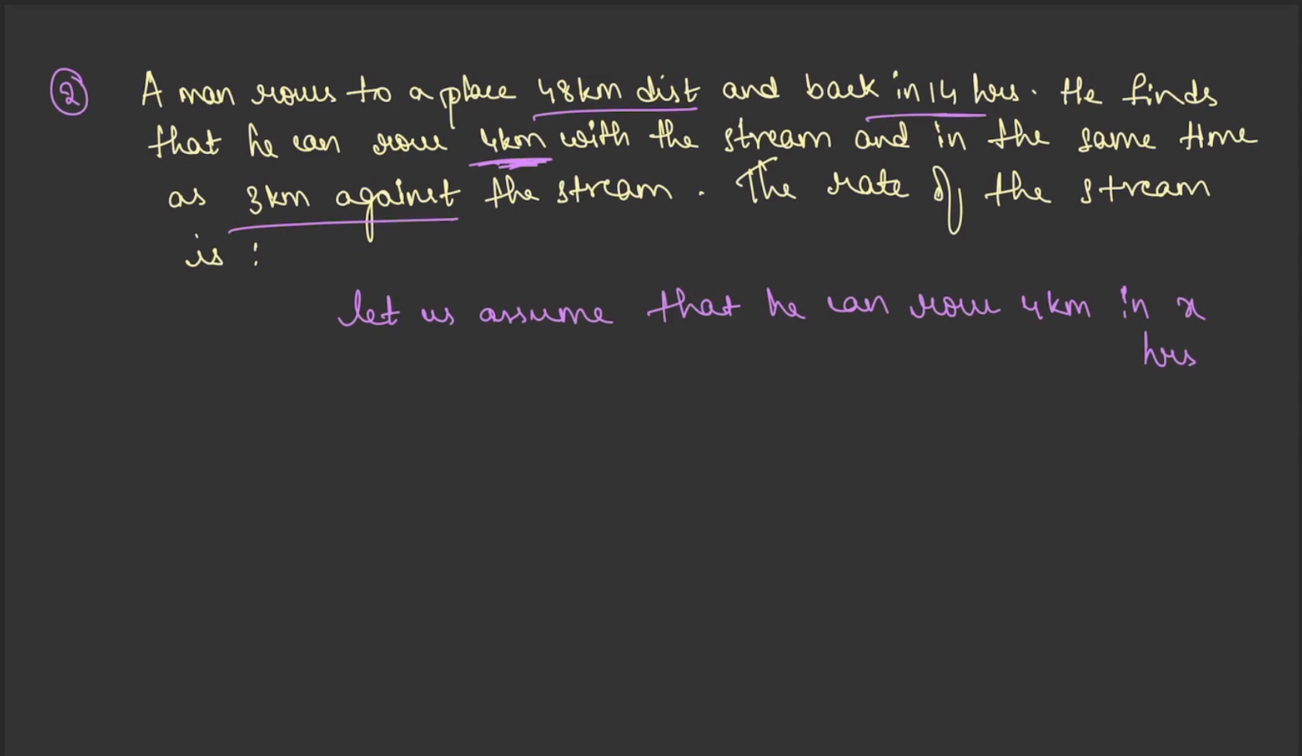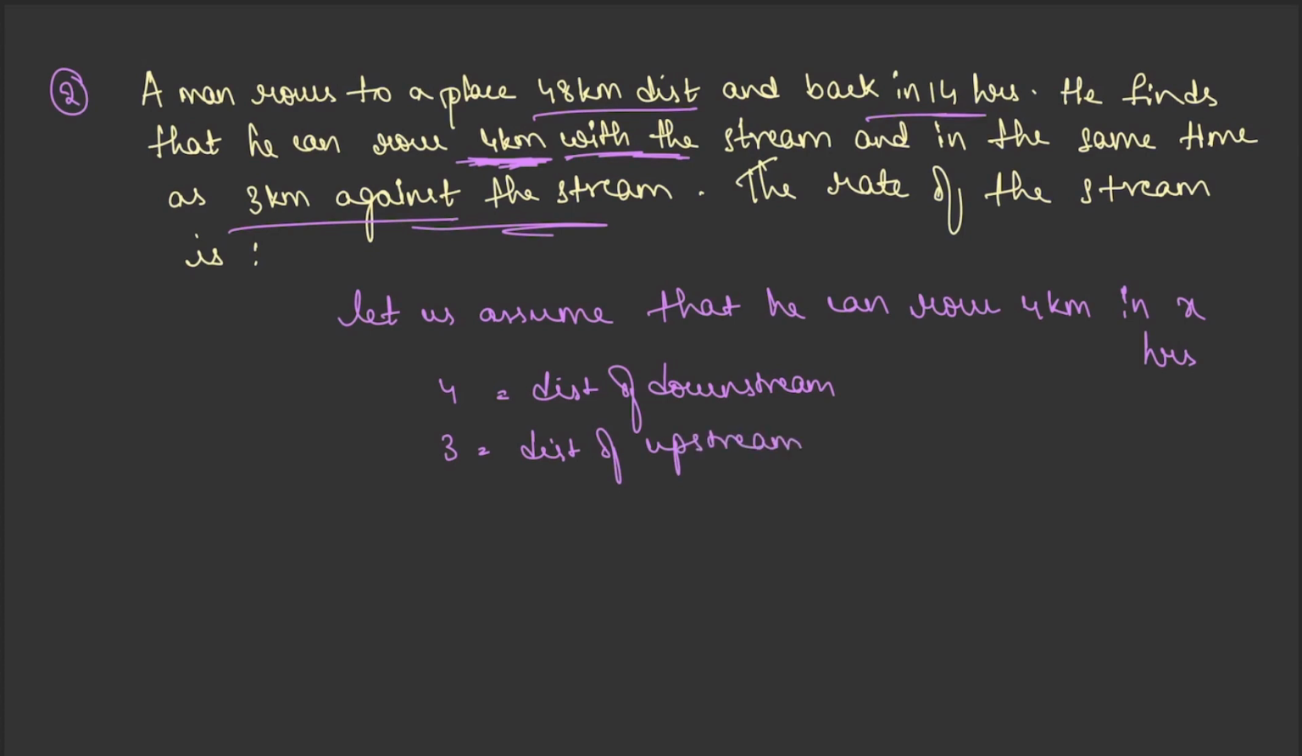So now let us find, so here they have given us the distance and this distance is with the stream. With the stream means that the boat and the stream are in the same direction. So it is downstream. So downstream distance is given as 4. In the same time, 3 kilometers against the stream. Against the stream means the boat and the stream are in the opposite direction. So it is upstream. So 3 upstream.